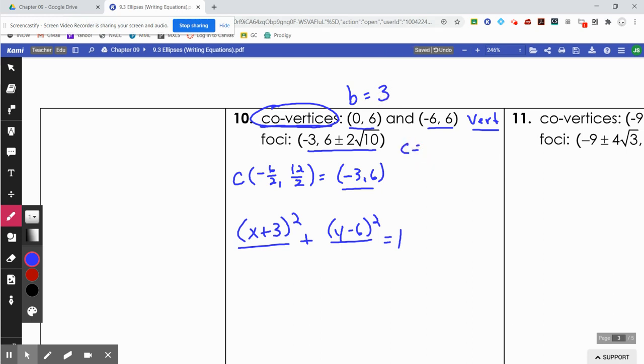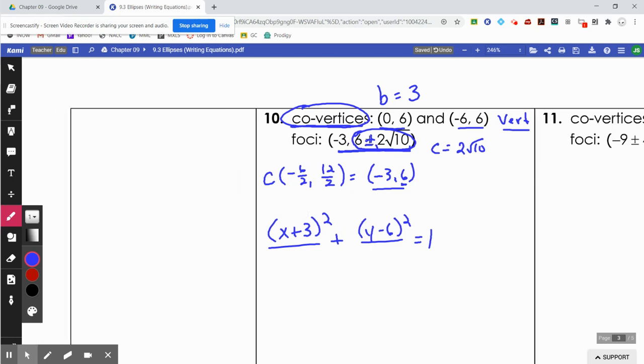Your C value, that's what I was fixing to get at a while ago. Your C value here, how far is it from the center, which is 6, to each of the foci? Well, this plus and minus tells you that distance. It's going to be 2 root 10. You're going to go right 2 root 10, which is the plus, and then left 2 root 10, which would be the minus. Or excuse me, up 2 root 10, which is the plus, and down 2 root 10, which is the minus.